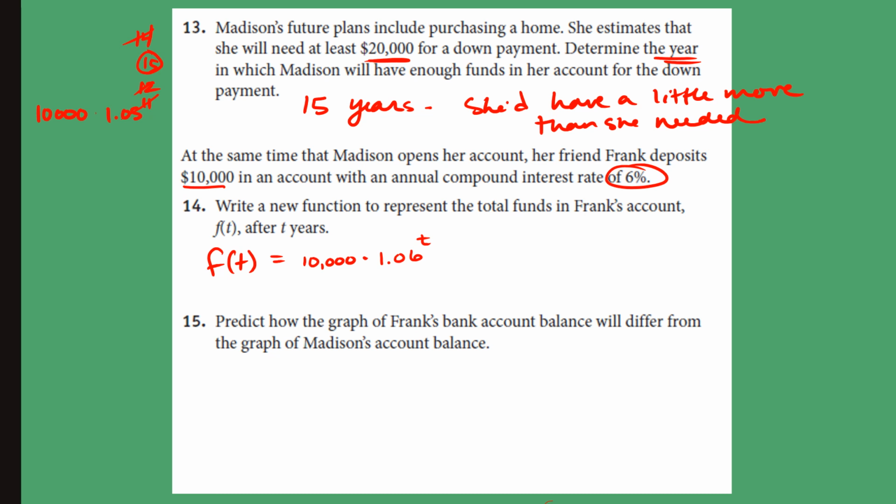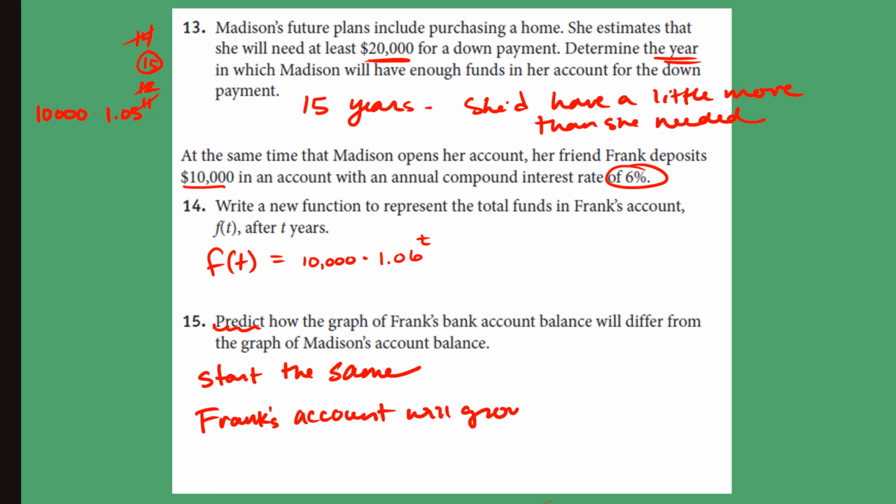So we're supposed to predict how the graph of Frank's bank account balance will differ from the graph of Madison's. So what's going to be the same is that they start the same, right? But that's not what it asked us. So can you see that if his is growing at a rate of 6% and hers was 5%, that Frank's account will grow faster because it's at a higher rate. So his will be higher sooner.